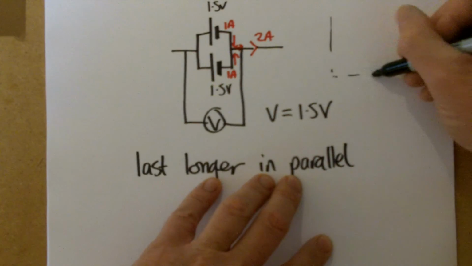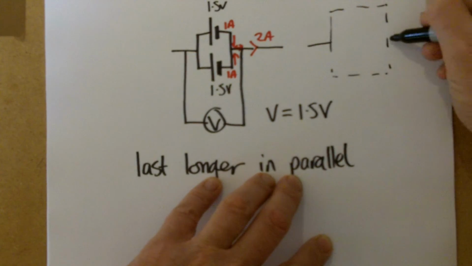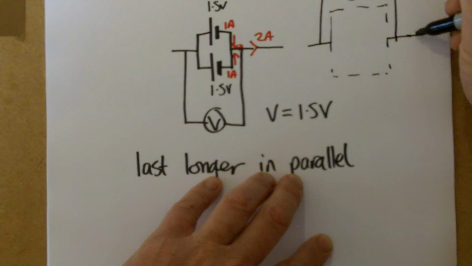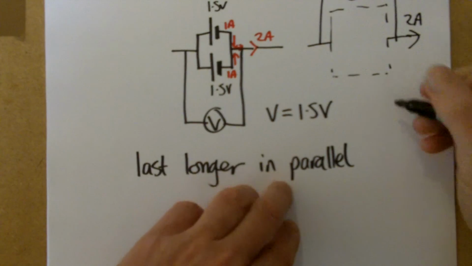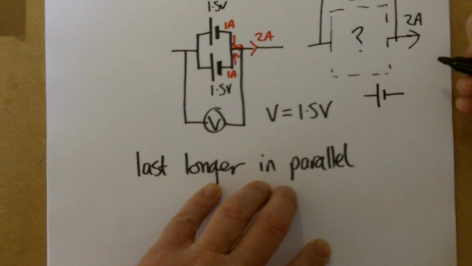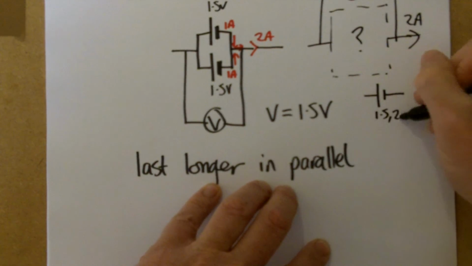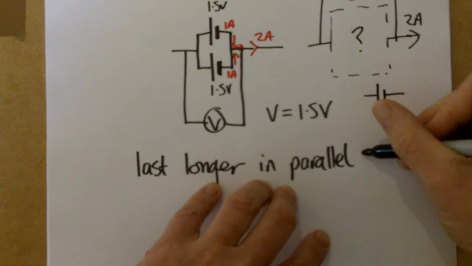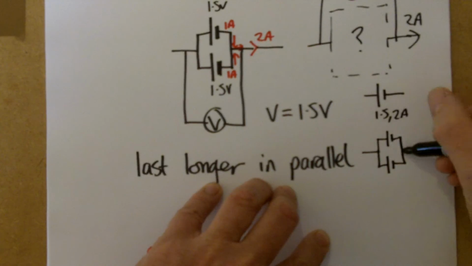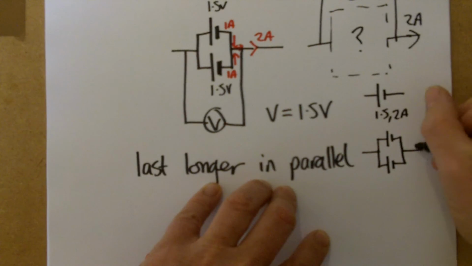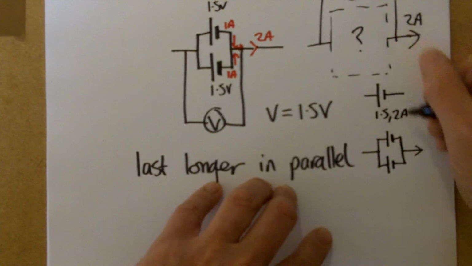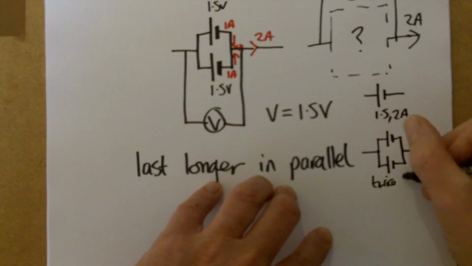Let's imagine this is a black box, so we can't see what's inside it. All we know is it's got a PD of 1.5 volts, and it supplies a current of 2 amps. So what's in the black box? Well, it could be a single cell, which provides 1.5 volts and 2 amps, which is fine. However, if I put 2 cells in there instead, then I'm still going to get the same current, but I'm only going to take 1 amp from each cell, which means the cells will last twice as long as if I have one on its own.